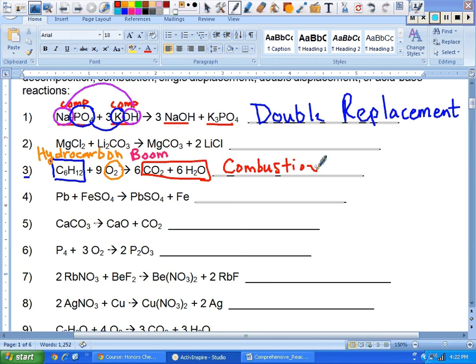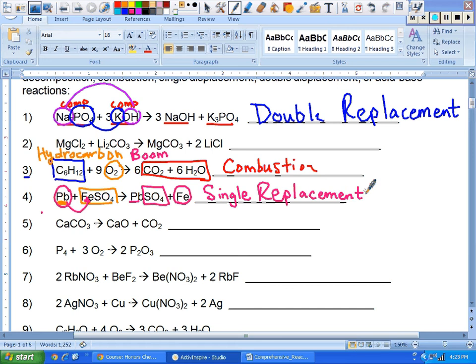Number 4, you have one single individual atom, and then you have a compound. And what's happening here is that this lead is trying to replace this Fe. And you see it does. The lead is now with the sulfate, kicking Fe out by itself. So this is the single replacement reaction. Now remember, one thing you have to do on a single replacement reaction is you have to check the activity series. If the lead is higher than the iron, it will replace.